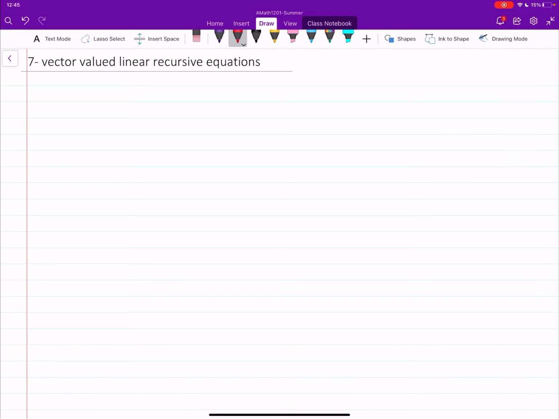Hello everyone. In this video, we will study vector valued linear recursive equations. So let me start with recalling the linear recursion formulas when we were working with scalars. A linear recursion formula is something like this: x at t plus 1 is a multiple of x at t, and x0 is given, the initial value.